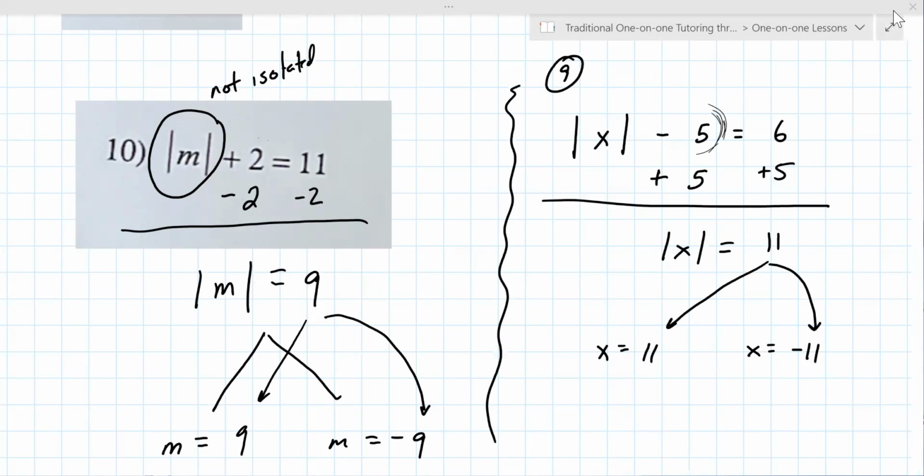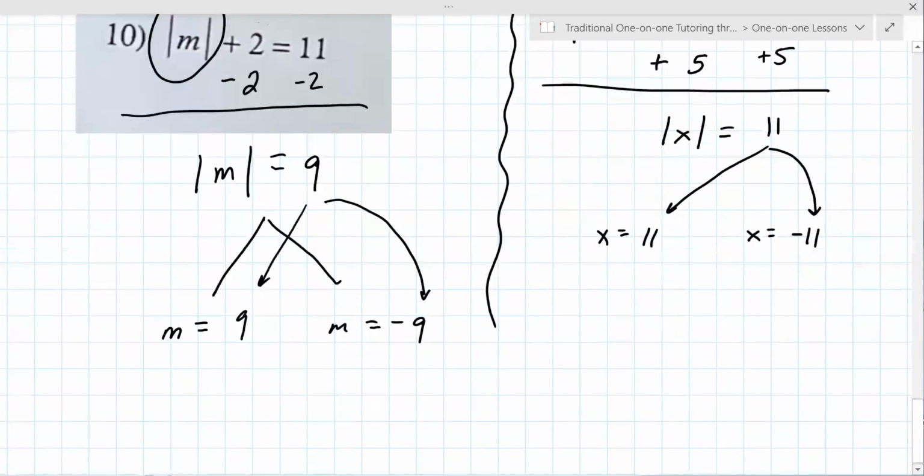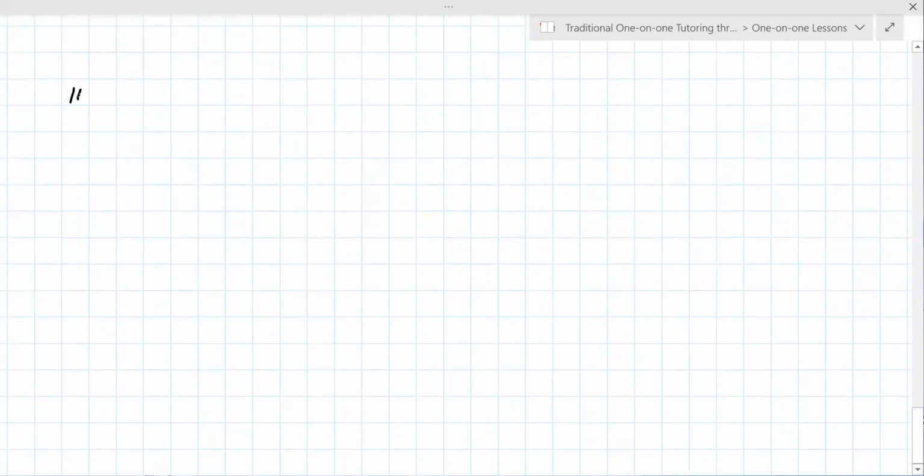Okay, so before we do question 12, we're going to do one like it. We're going to do a question that I make up here, number 11. Number 11 is the absolute value of p over 2 equals 7.